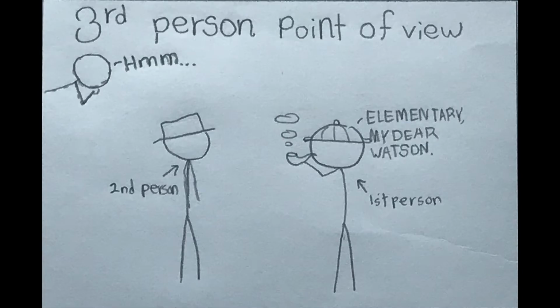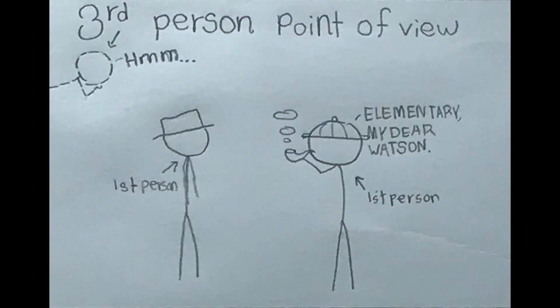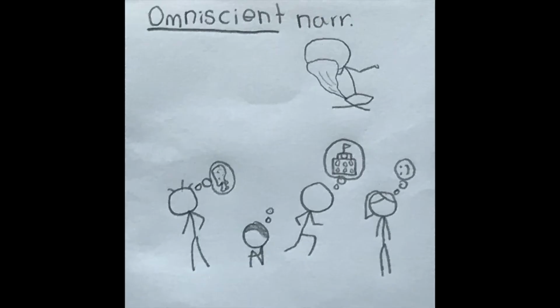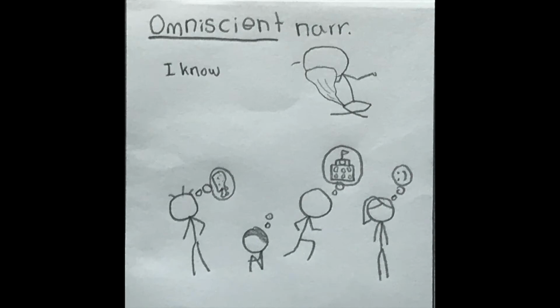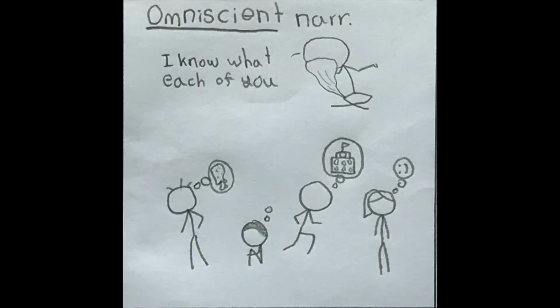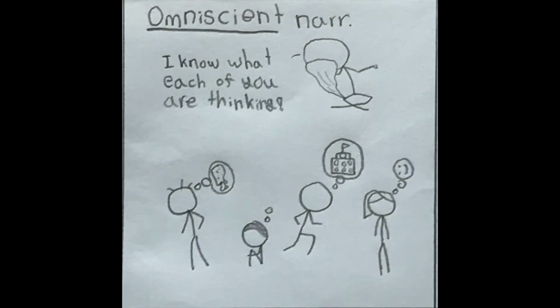And lastly, there's third person point of view. Third person point of view is when a non-character person is telling the story. One interesting fact about the third person narrator is that no character can see or hear them. And there are many types of third person narrators. Omniscient narrators know everything. They know how the characters are feeling, where they're going, the exact time, and what they're gonna eat for lunch that day.